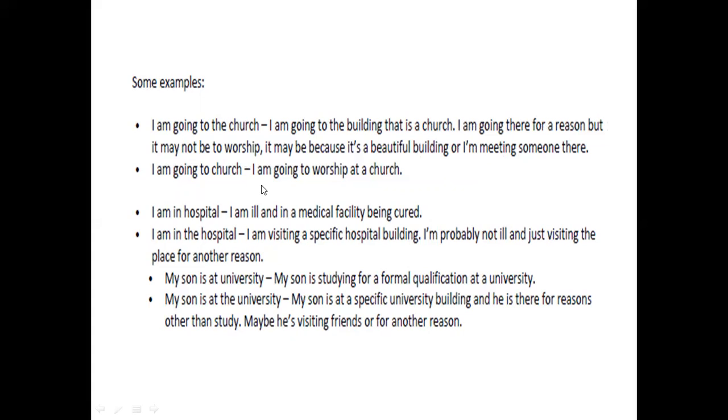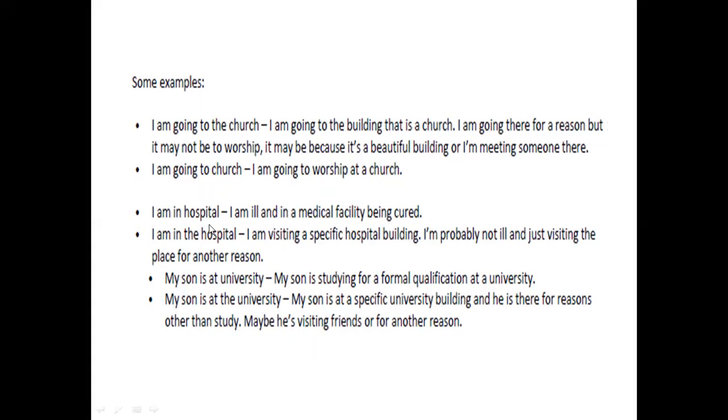I am going to church. I am going to worship at a church. So we are not being specific here, and we are not specifying anything. I am going to the church. That may be a building, and it may not be for worship. Maybe it is a beautiful building, but it doesn't specify the reason.